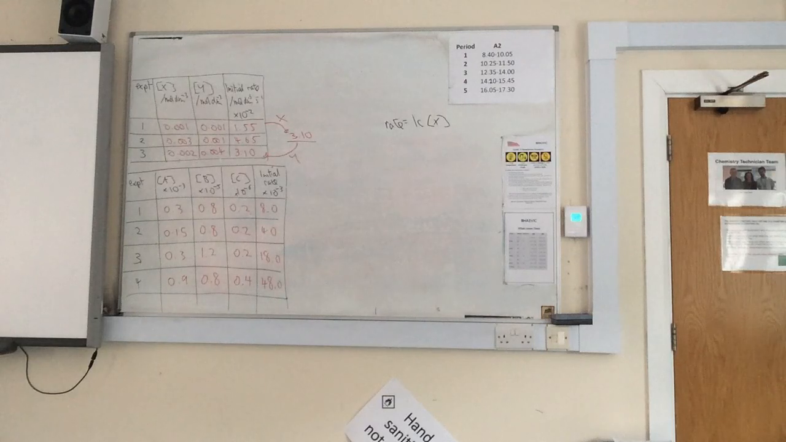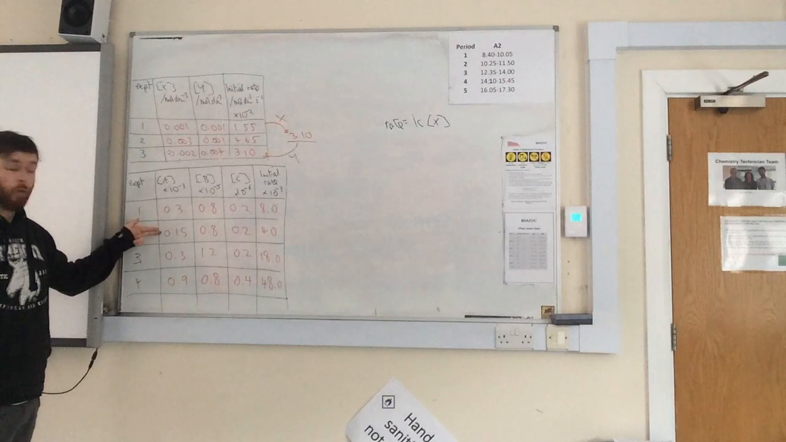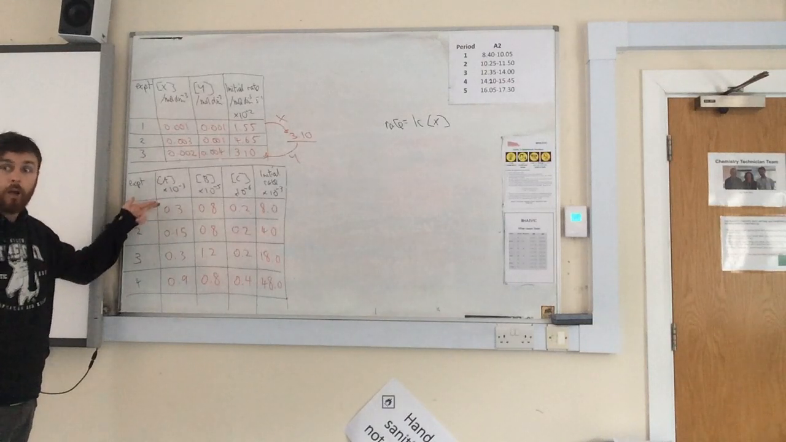Between experiments 1 and 2, A does not increase by a factor of 3. Between experiments 1 and 2, A increases by a factor of 0.5, or half.